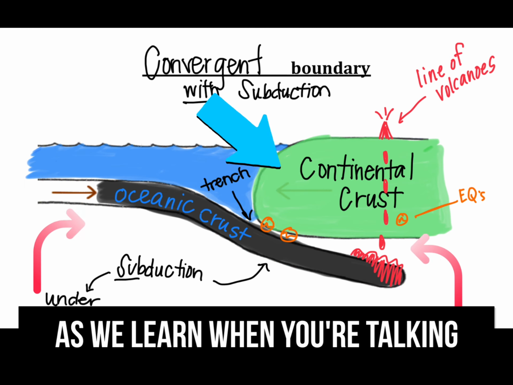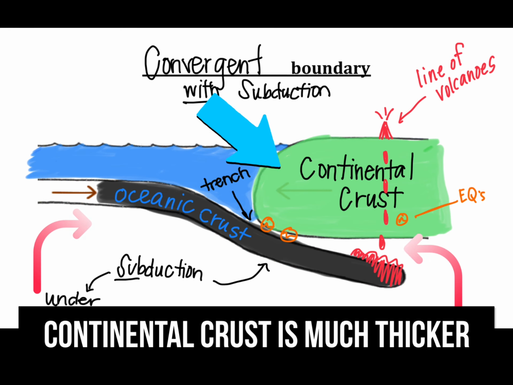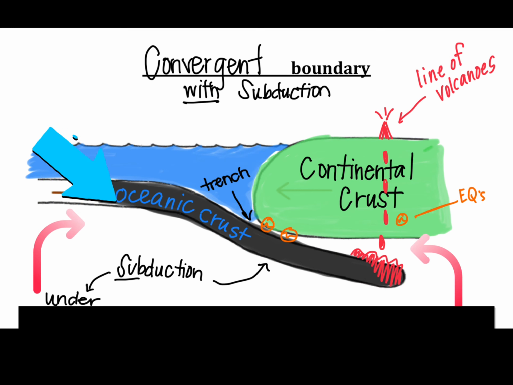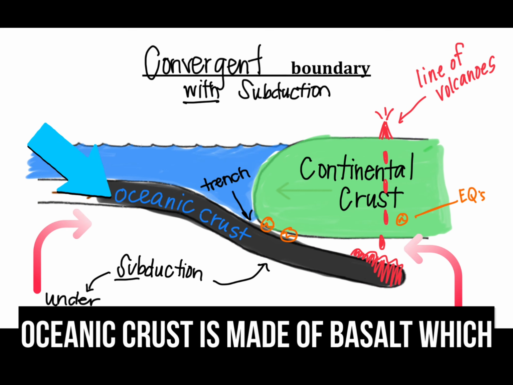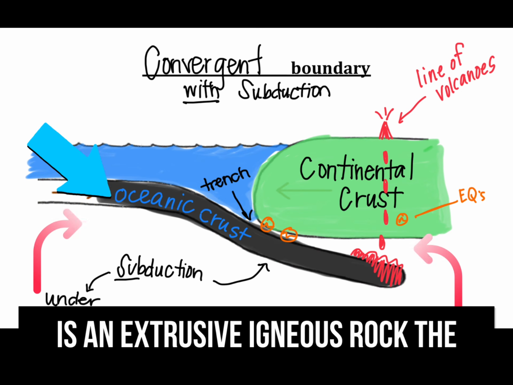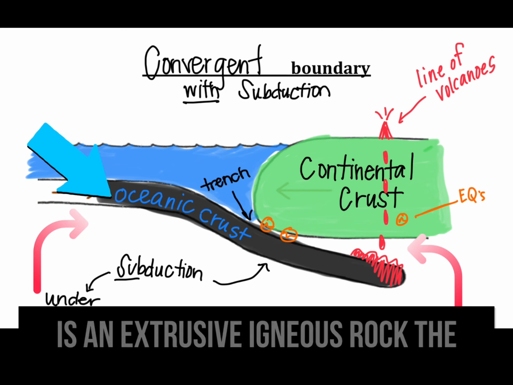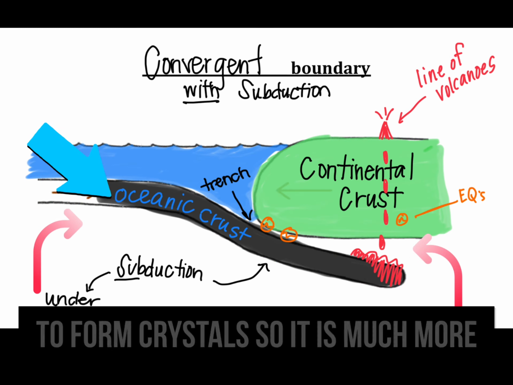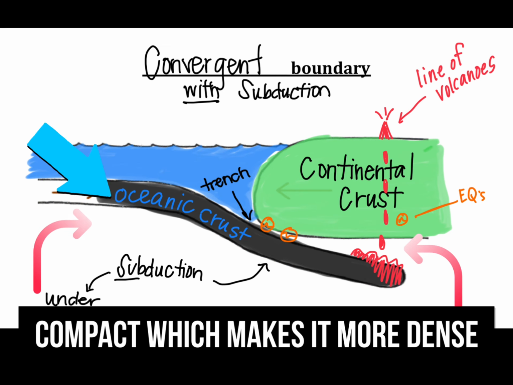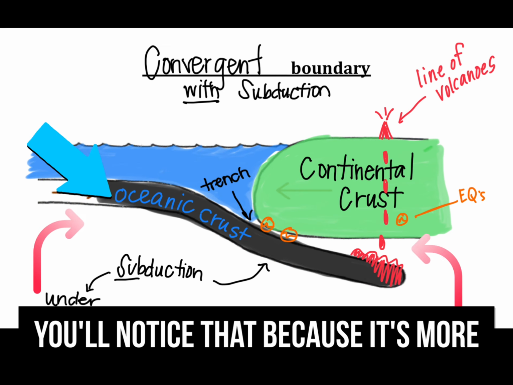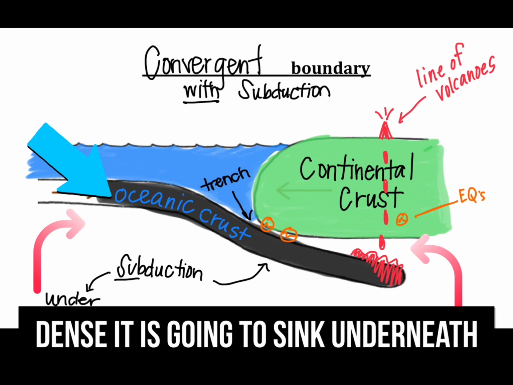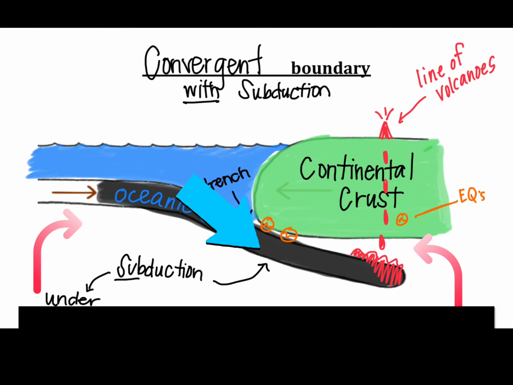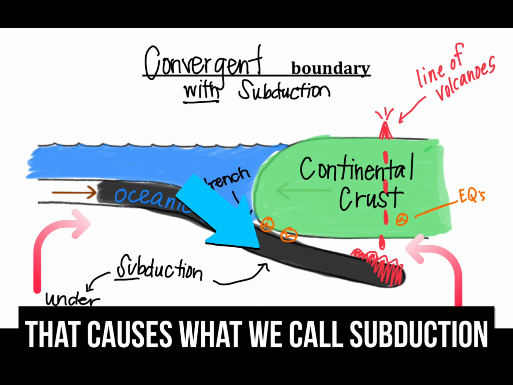As we learned when we were talking about the layers of the Earth, continental crust is much thicker and also less dense than oceanic crust. Oceanic crust is made of basalt, which is an extrusive igneous rock. The molecules in the rock did not expand to form crystals, so it is much more compact, which makes it more dense. You'll notice that because it's more dense, it is going to sink underneath the continental crust when they collide. That causes what we call subduction.